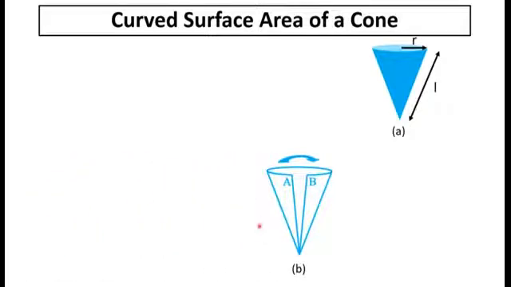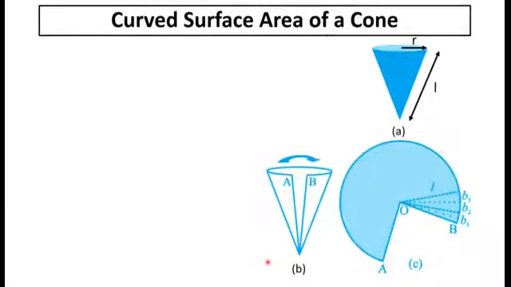Curved surface area of a cone. A cone has been shown in figure A, which has slant length L and its base radius is R. When this cone is cut open as shown in figure B and spread out further, then we get a sheet as shown in figure C. We consider that this sheet has been divided into small triangles.